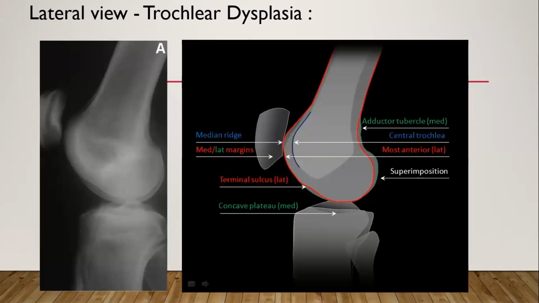So on lateral view, we can also assess the trochlear dysplasia. So you can see the blue line is the central trochlea, that is the trochlear groove, and the red line depicts the anterior border of the femoral condyle, both medial and lateral.